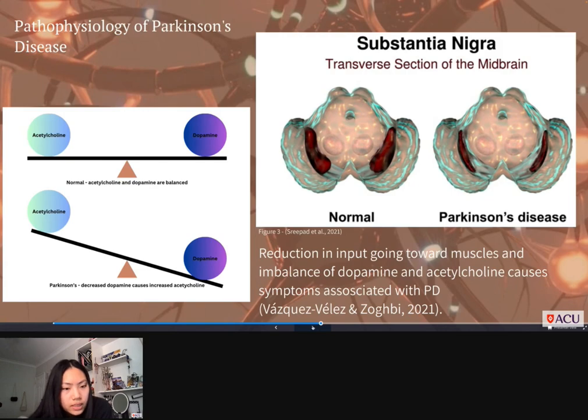So in PD, there is a degeneration of dopaminergic neurons in the substantia nigra pars compacta, and without dopamine to bind to the D1 or D2 receptors, there is less stimulatory input, and thus the direct pathway is less active and the indirect pathway is more active. This will overall cause a significant reduction in the input going to the muscles, and this is what leads to the bradykinesia, the stiffness, the postural instability, and the shuffling gait. Additionally, when there's little or no dopamine, the balance between dopamine and acetylcholine is disrupted, and this is what causes the tremors and the rigidity.